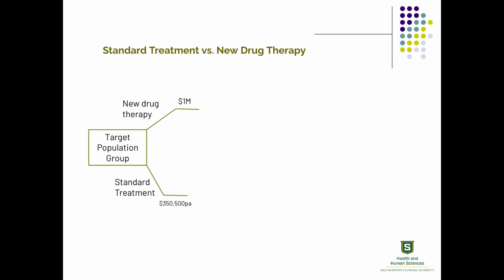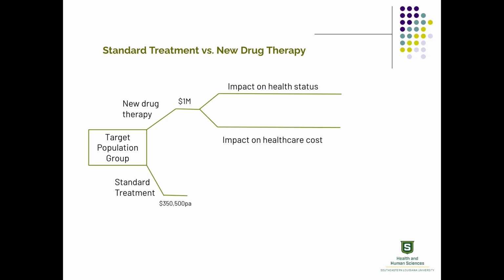But beyond just looking at the cost, we also have to look at the consequence. In this case, the consequence would be the impact of this new drug therapy on health status, and the impact that it will have on cost, both the cost to the organization as well as the cost to the people who are going to use the drug therapy. We could measure this consequence by either survival or quality of life, or we could look at it in terms of hospitalization or use of other drugs.